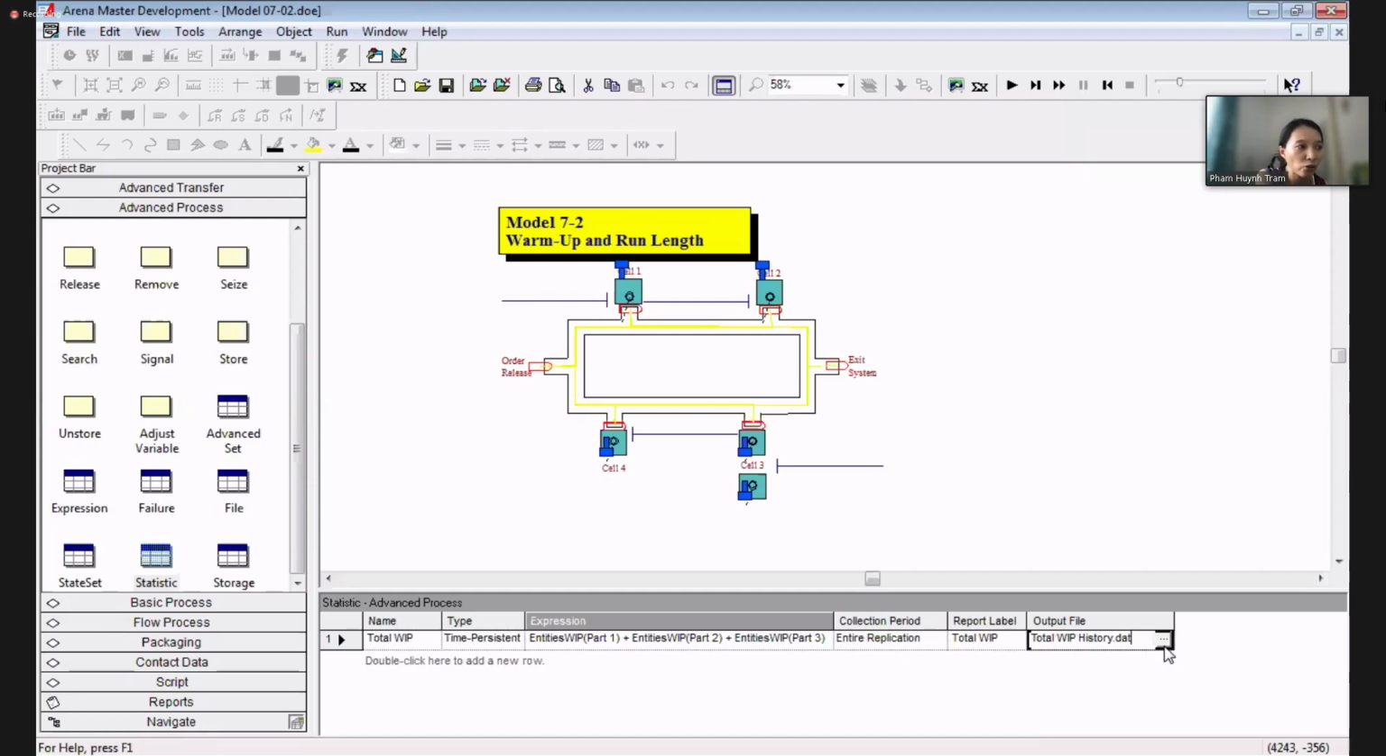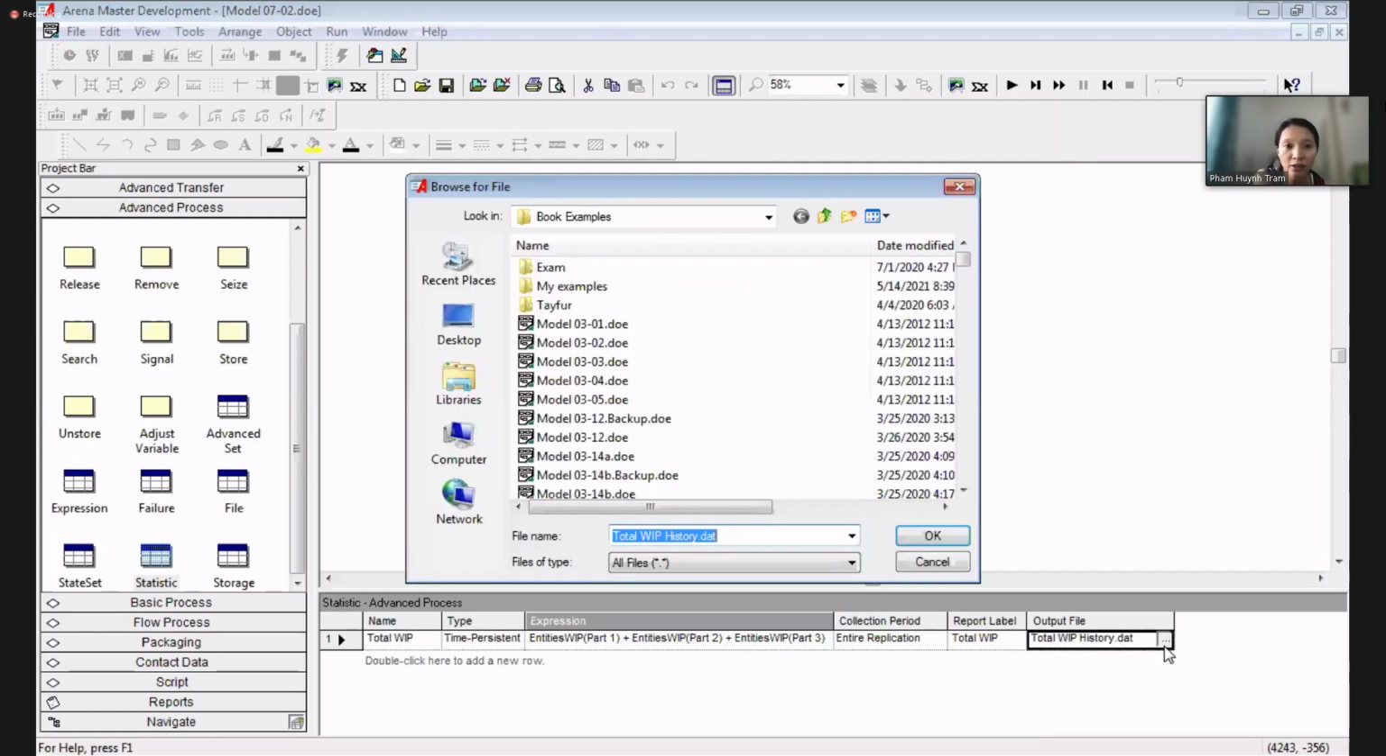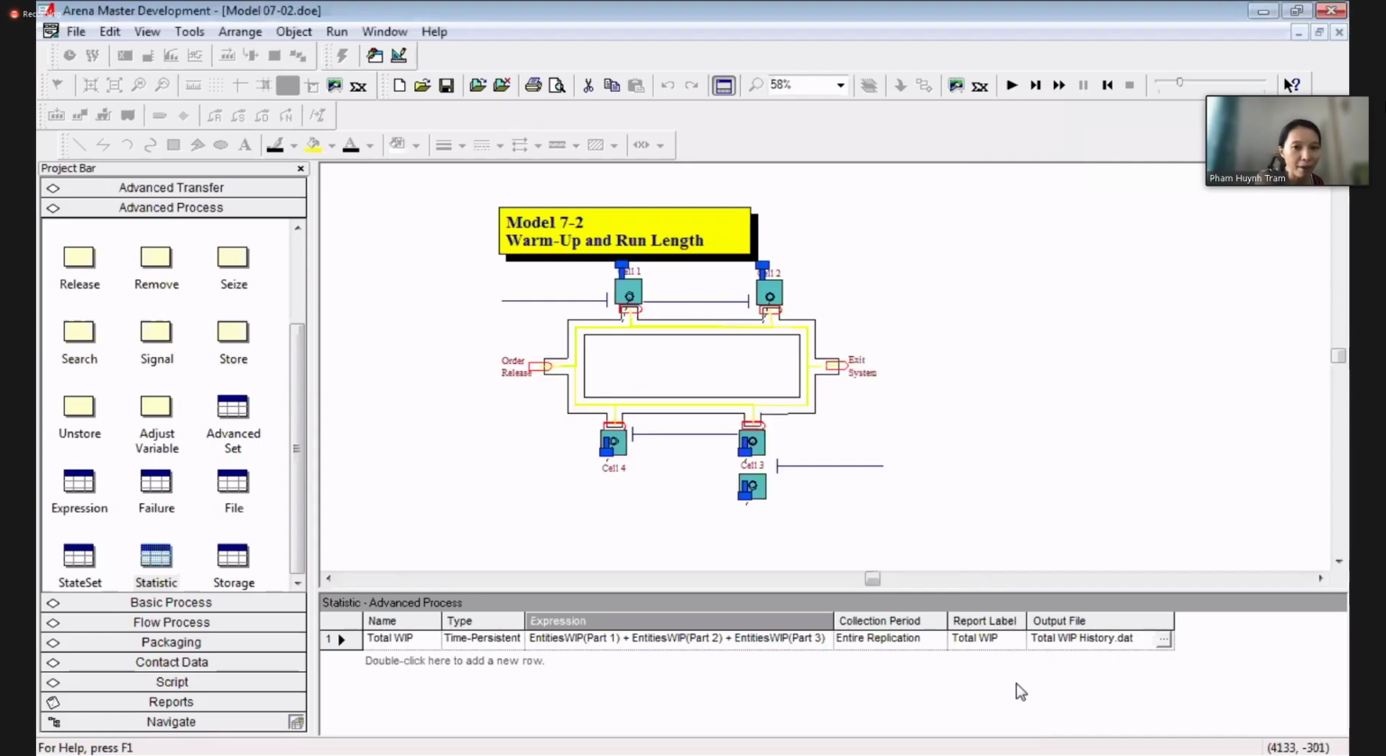You can choose the directory where you want to store this file. For example, I want this directory, and later I will go to this directory to find this file. The purpose of this step is to determine the warm-up time.